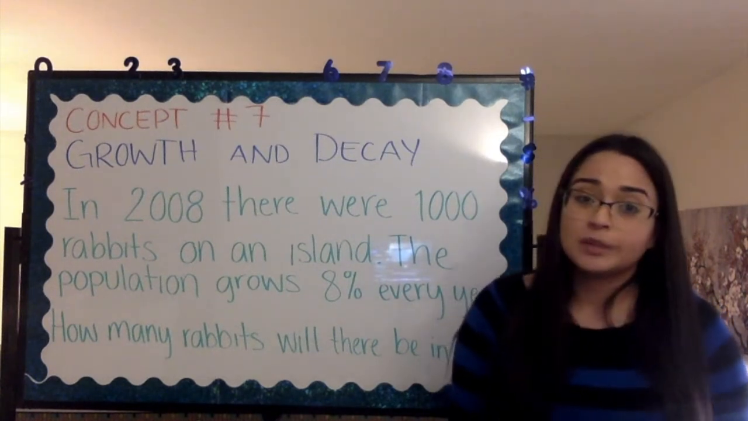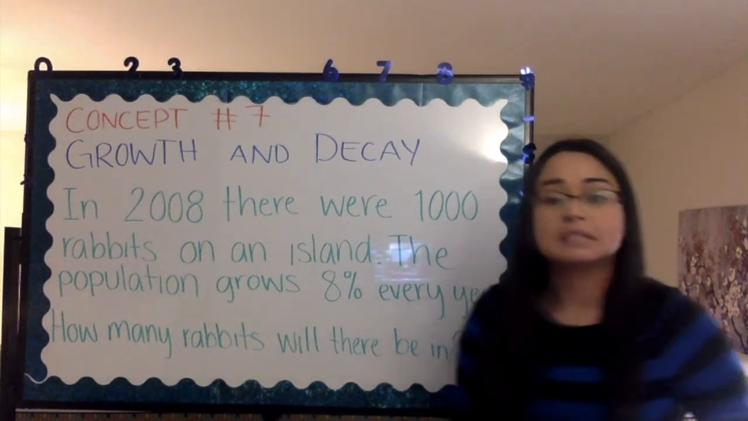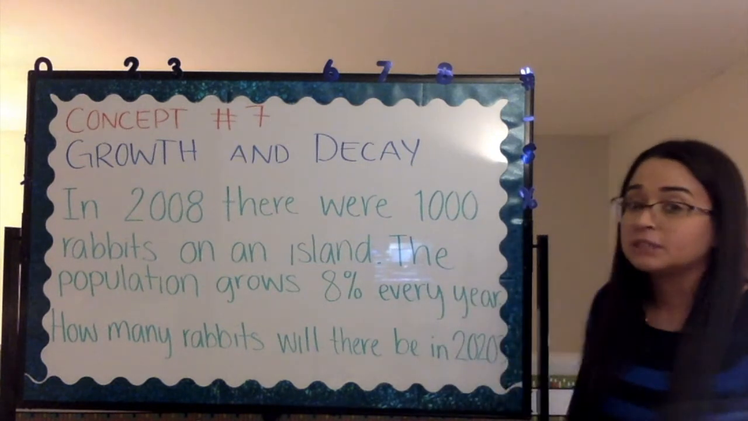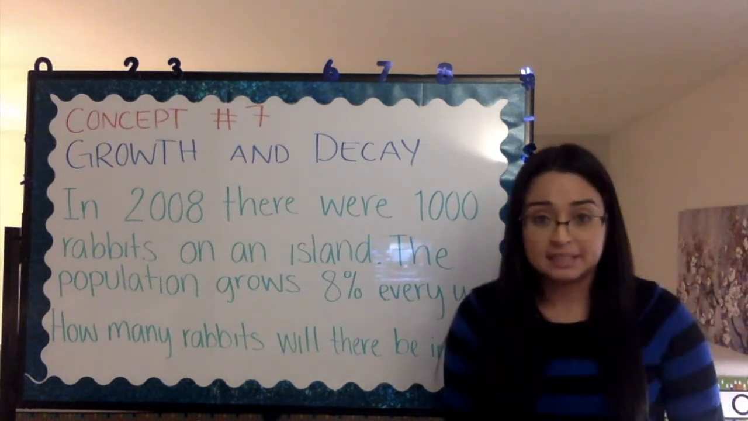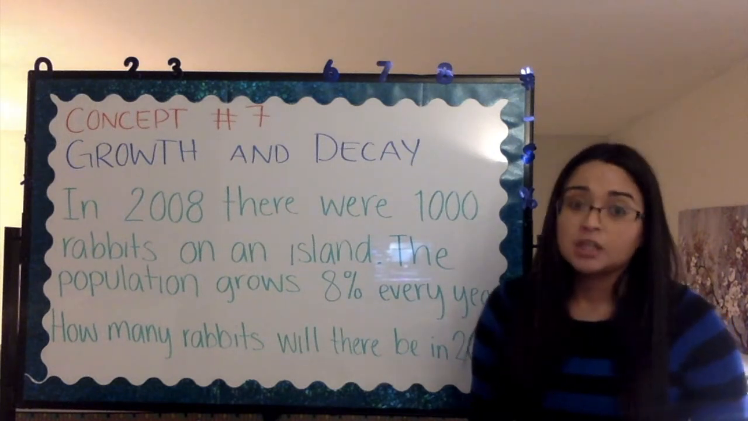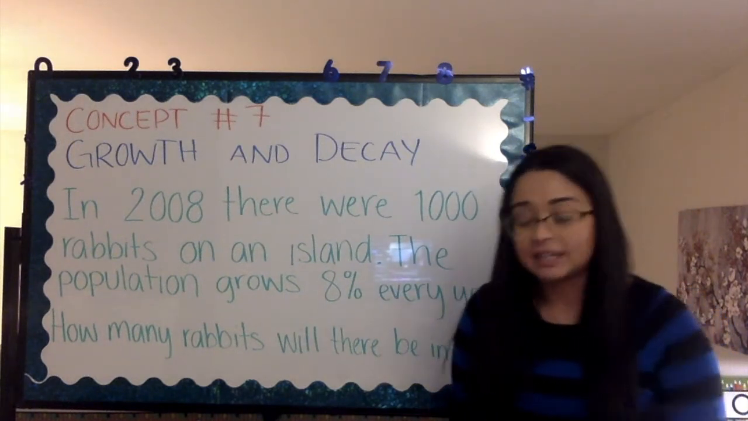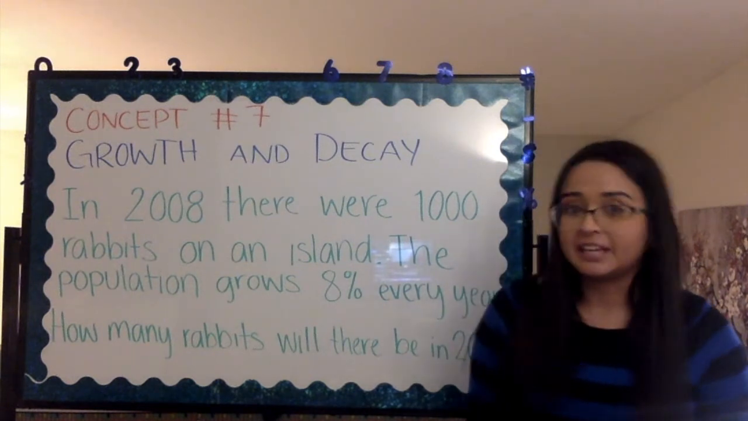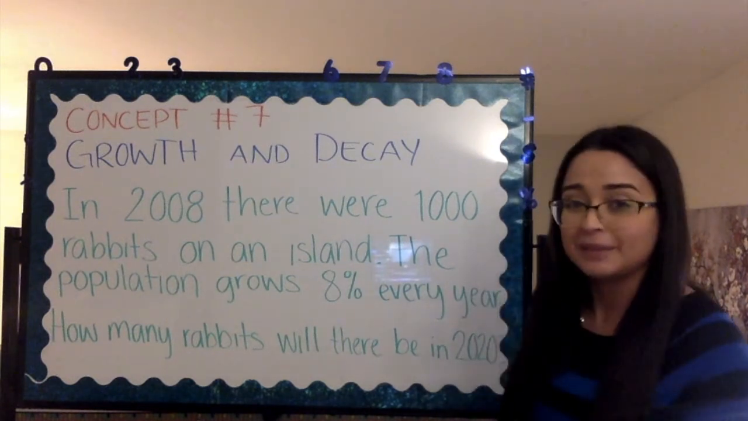Today we are going to get started on concept number 7, which is based on growth and decay. Now this is also working with word problems, so let's go ahead and just lead into our example for today and try to figure it out, okay?